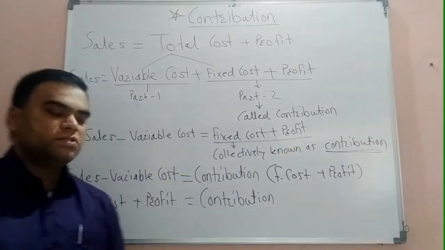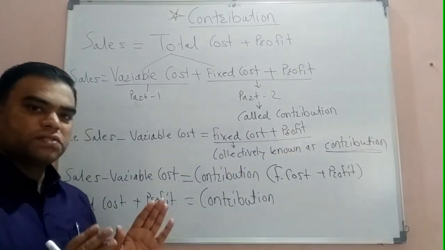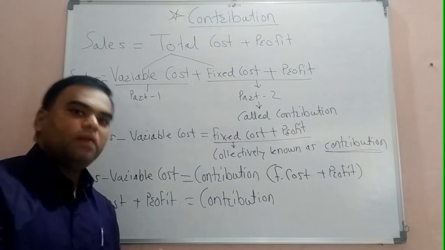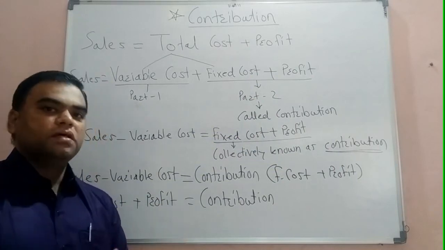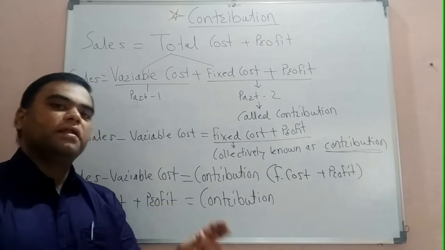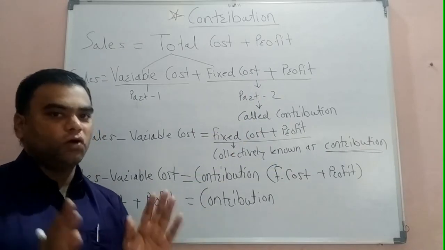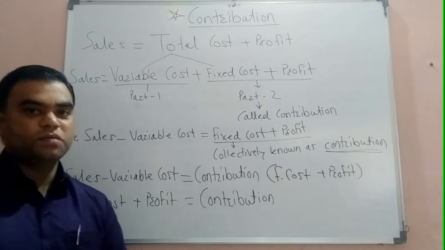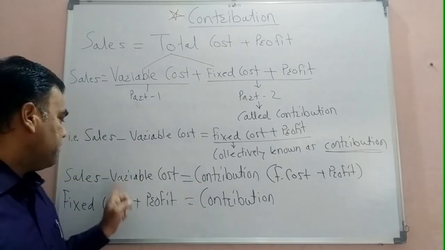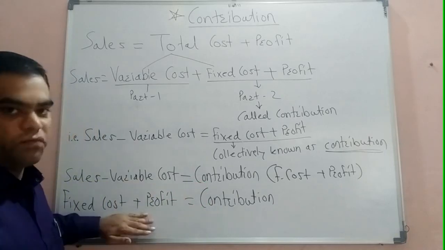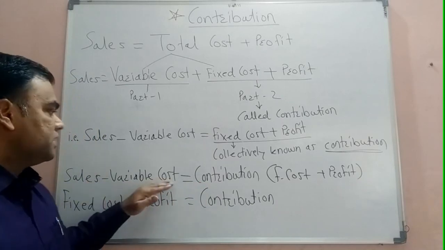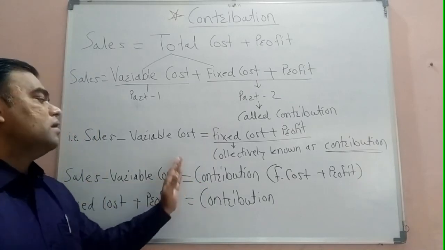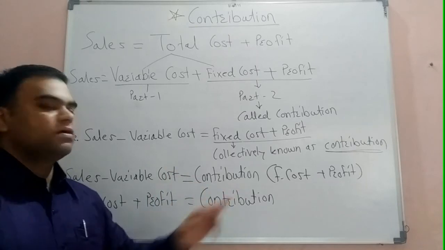So contribution means excess of sales over variable cost, that is, sales less variable cost, and whatever amount remains will be known as contribution. Contribution means fixed cost plus profit, collectively known as contribution. Or sales less variable cost, then whatever amount remains is known as contribution.